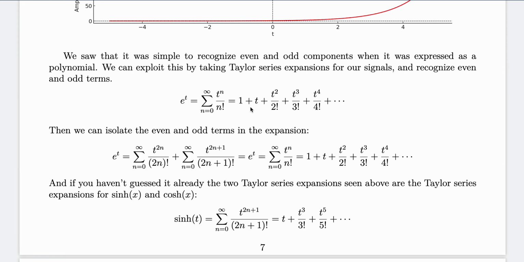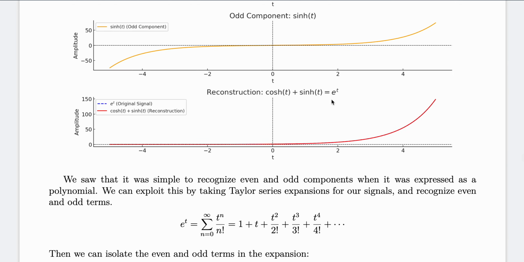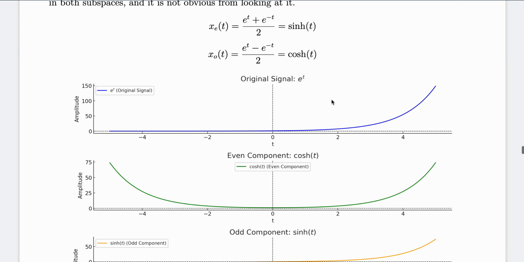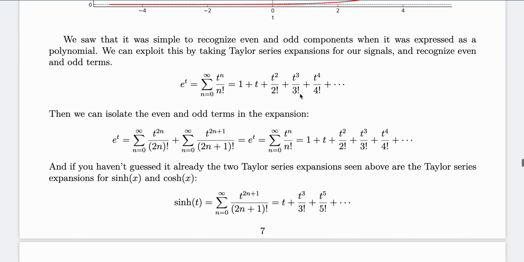And this may or may not look familiar, but here is the Taylor expansion for e to the t, and here are the first few terms. And you'll notice that e to the t has both even and odd components, which makes sense, right? Because from our analysis, we saw that it did have both. So it makes sense that in the Taylor series expansion, we see these even terms, and we also see these odd terms. And this should be a hint of why we're doing this expansion.